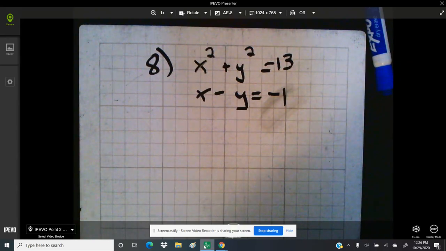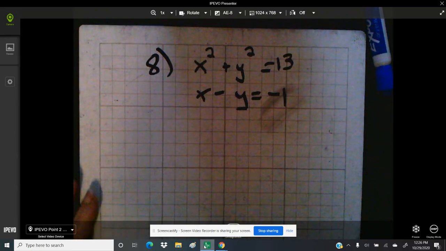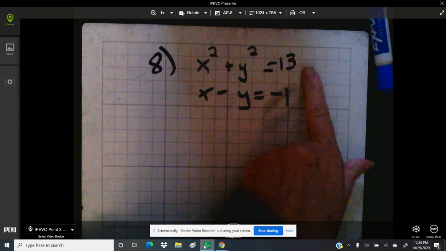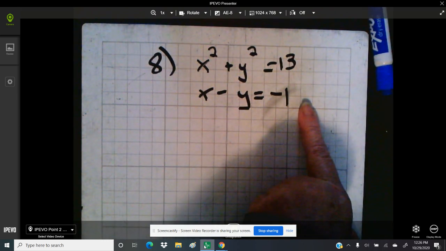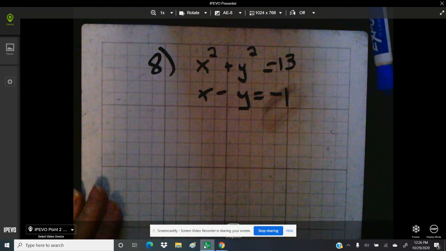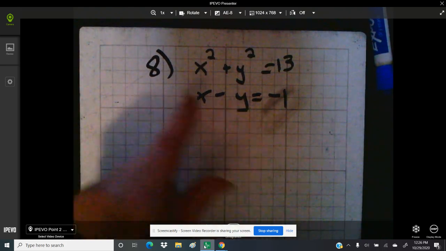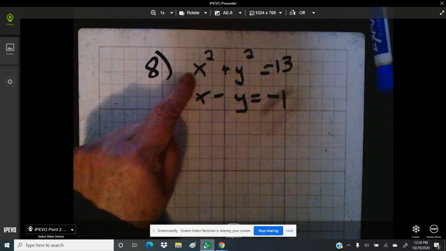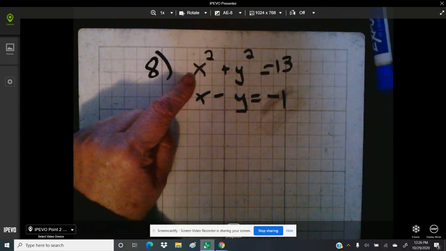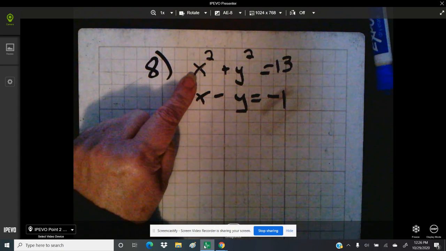All right, so this is number 8 on Solve Quad 15. You have the equation of a circle and a linear equation, and they ask you to solve this using substitution. If I'm going to use substitution, that means I have to solve one of these equations for x or y. Well, I'm not going to solve this one because then I would end up with a square root, and I don't want to deal with that.